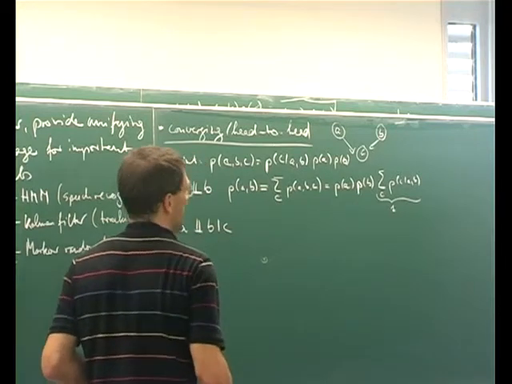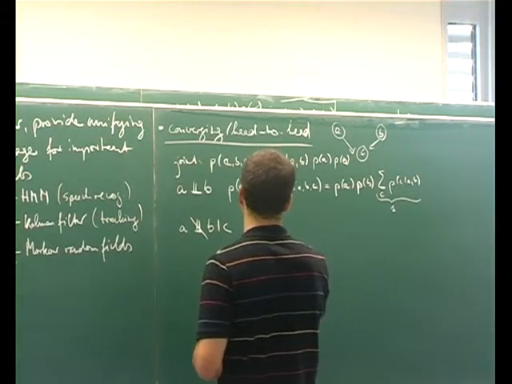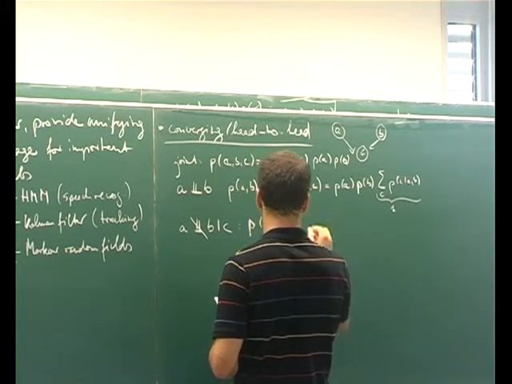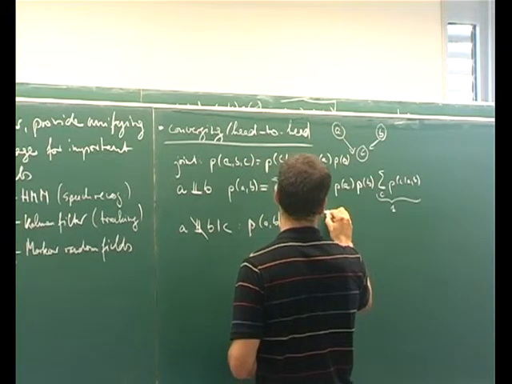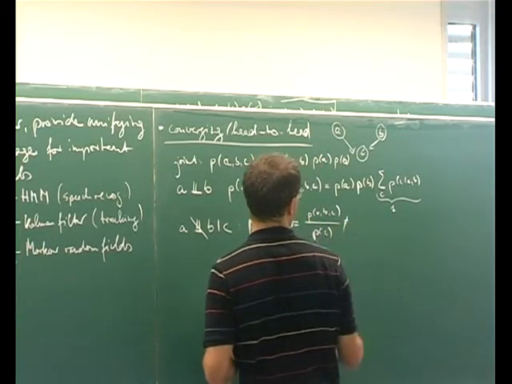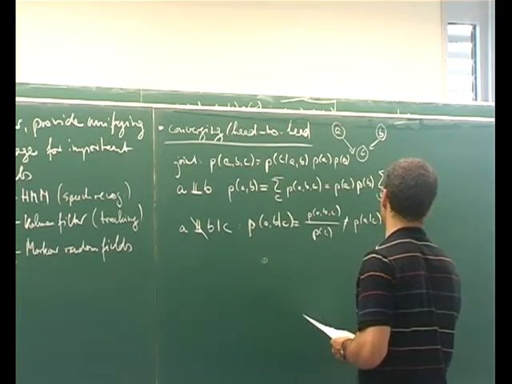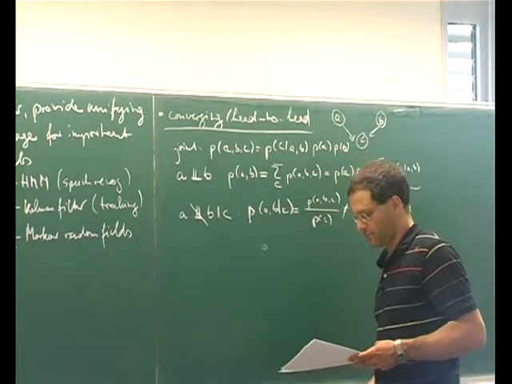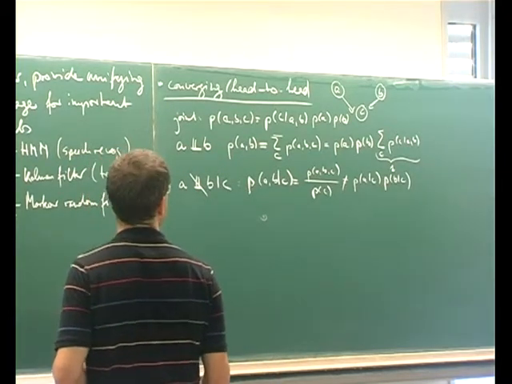On the other hand, if we now make an observation at C, A and B will no longer be conditionally independent. Okay, we can again write down this factorization, which I don't do now, divide by P of C, and we then find that this cannot be rewritten as the probability of A given C times the probability of B given C.